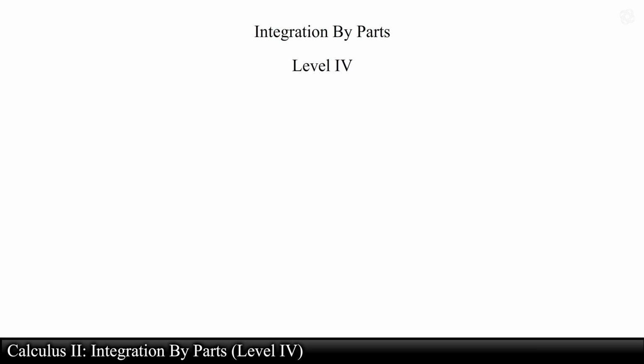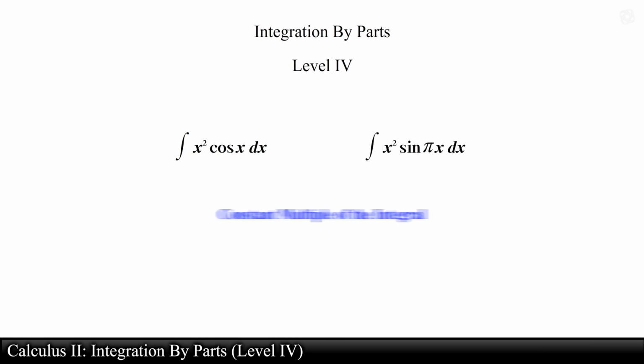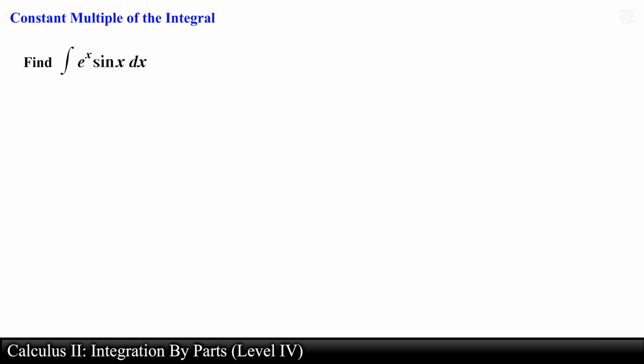Integration by parts, level 4. Alright, the final type of integrals that makes use of integration by parts occurs when we encounter integrals like the ones in the previous video. The only difference is that we need to keep an eye out for the appearance of a constant multiple of the original integral. Let's illustrate this idea with an example.